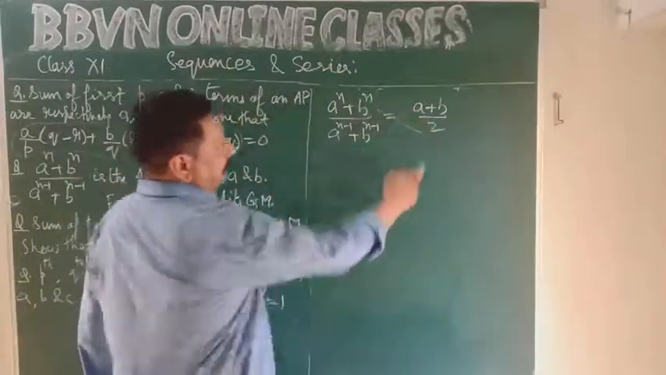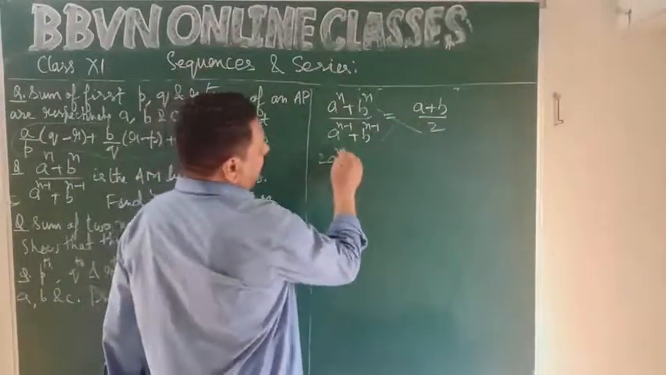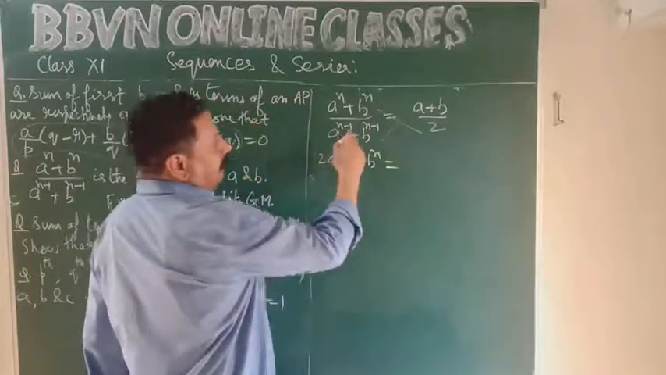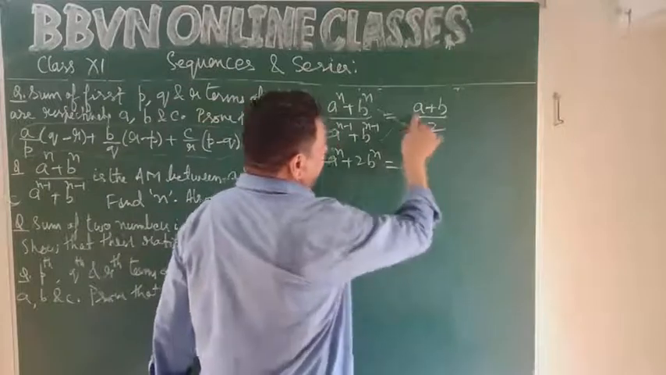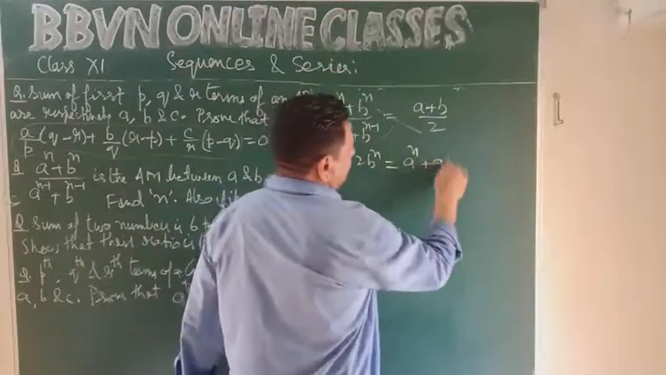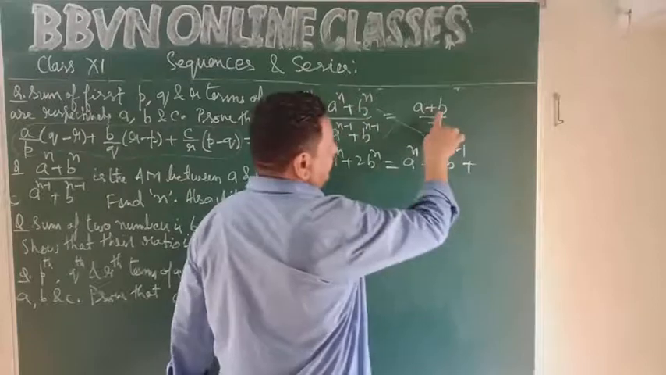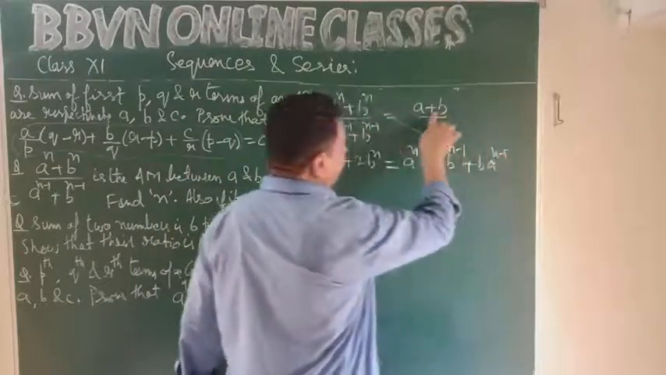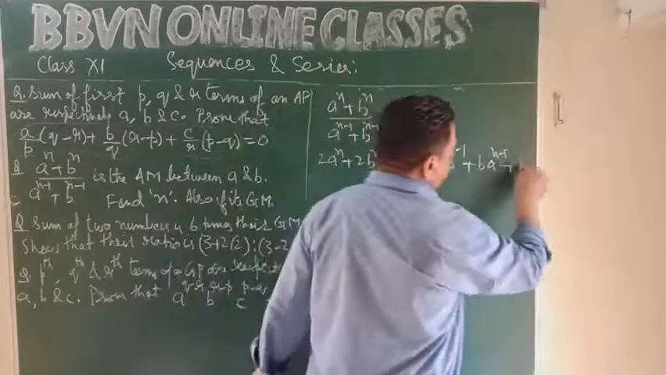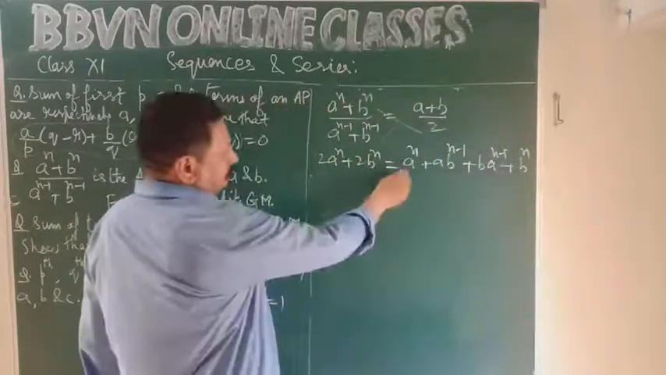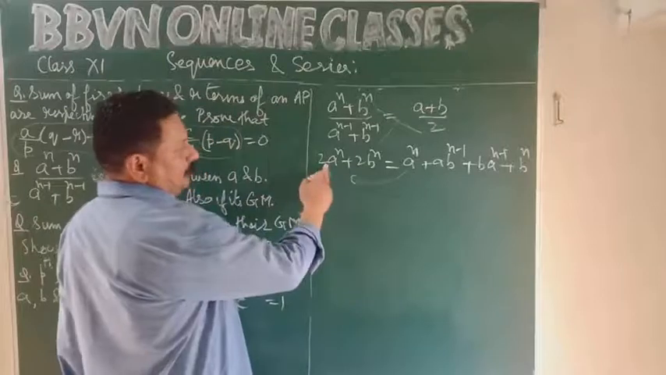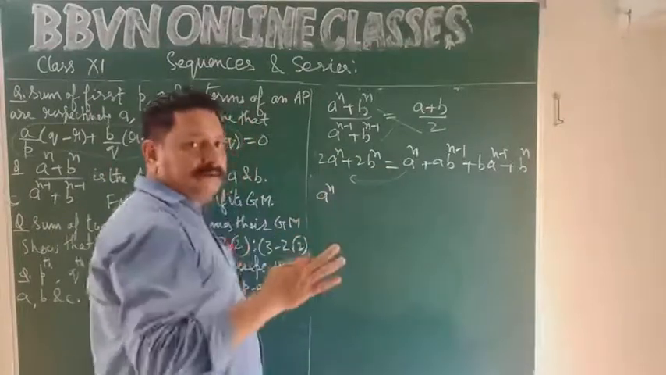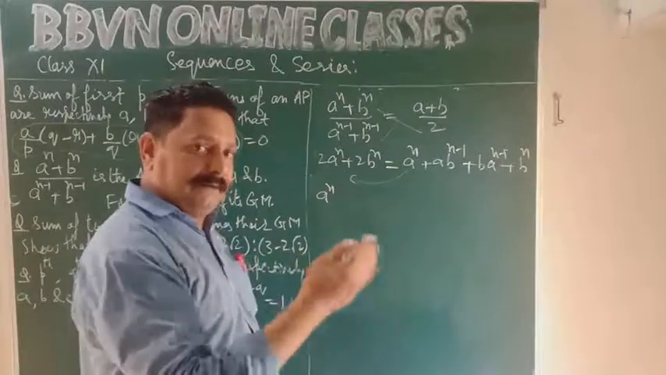Cross multiply कर देते हैं. Twice a power n plus twice b power n equals a multiplied by a power n minus 1, which becomes a power n, then a into b power n minus 1, plus b into a power n minus 1. b into b power n minus 1 becomes b power n. ये यहाँ लेके आओ. Twice a power n minus a power n, a power n. All the terms of higher power of a will bring to the left hand side.